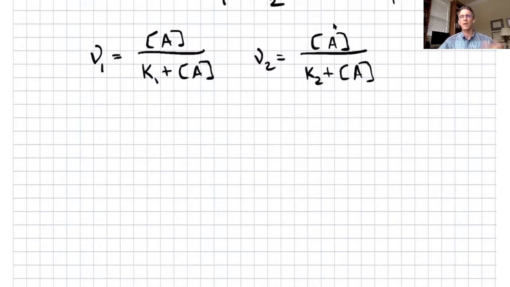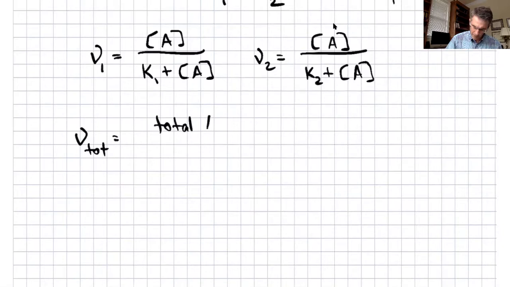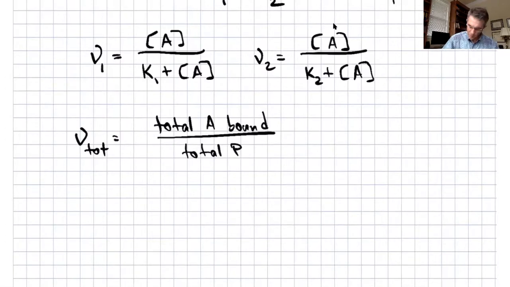But we can also say, well, what's the total degree of binding? How much total millimoles of A are bound relative to the total amount of the protein? Well, that's pretty easy because the definition is exactly the same. The degree of binding total, again, is still just total A bound divided by total P, which means that that's just the degree of binding to the first site plus the degree of binding to the second site.